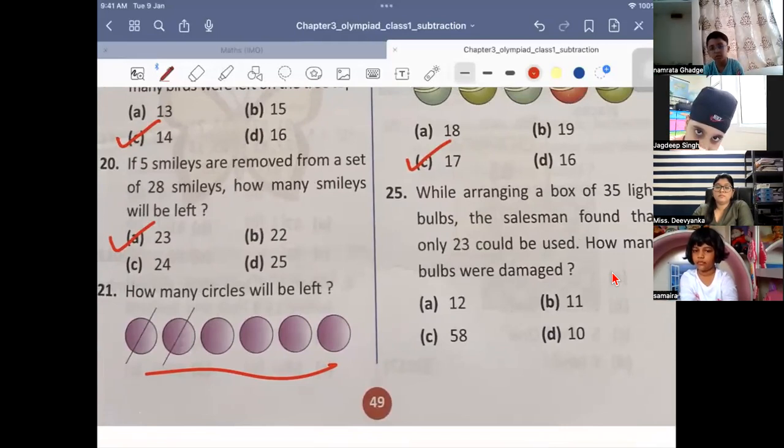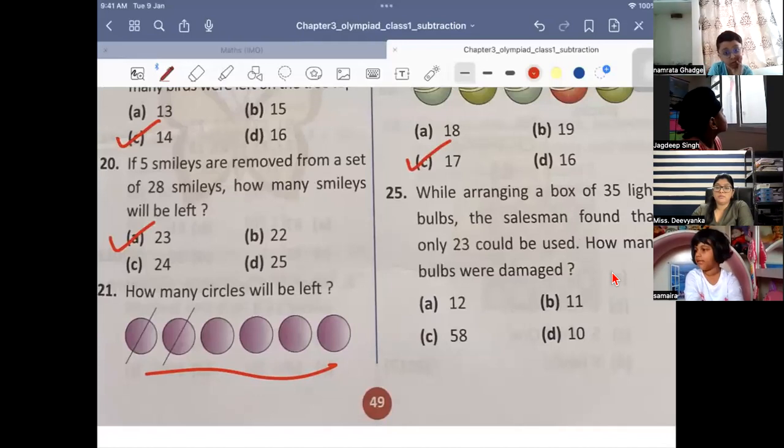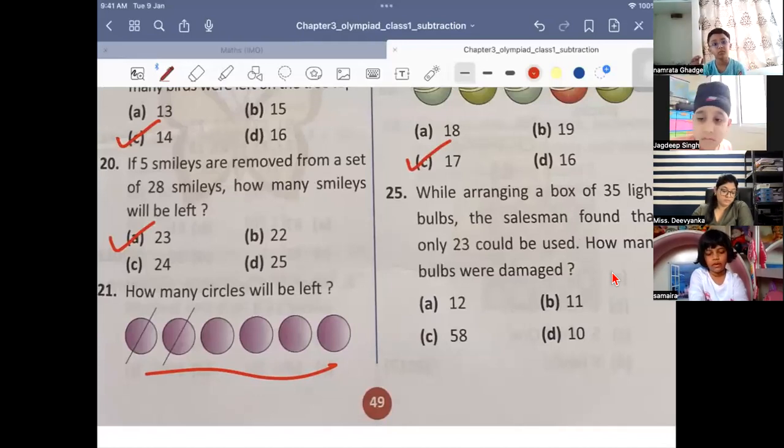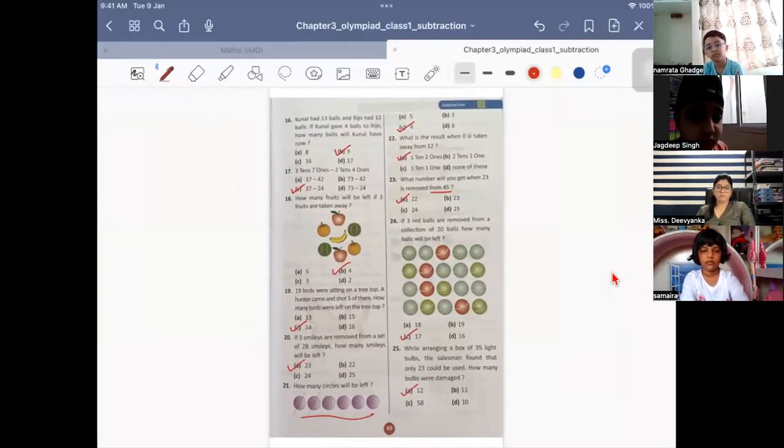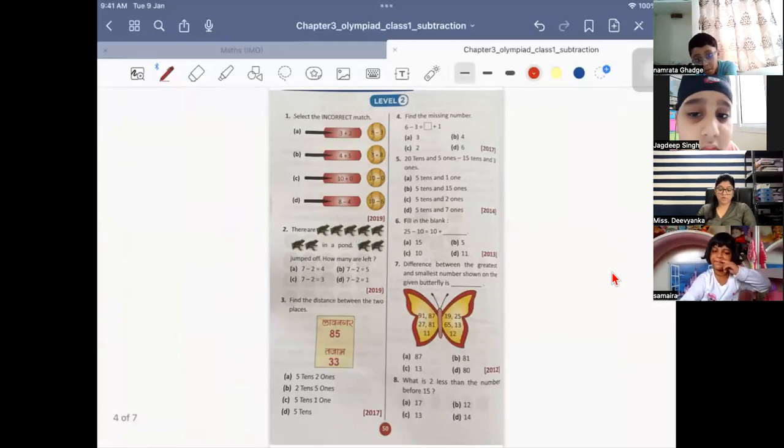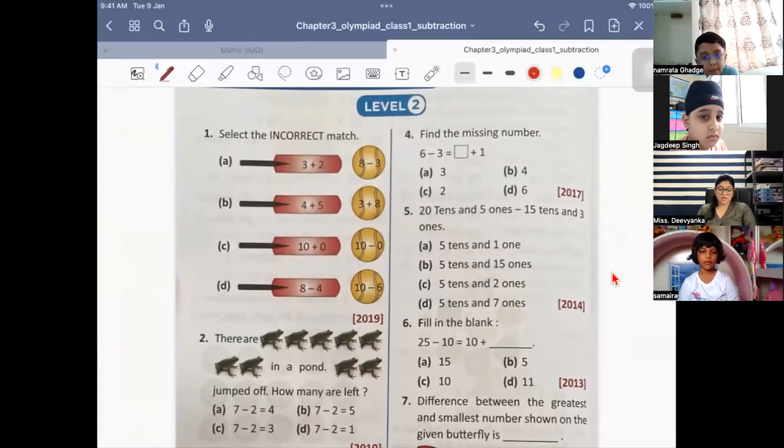23 could be used. They were useful. Read the question again one more time if you're finding it confusing. Option A, which is 12. Correct. Okay, Jagdeep, let's do 5 more and then we'll stop.